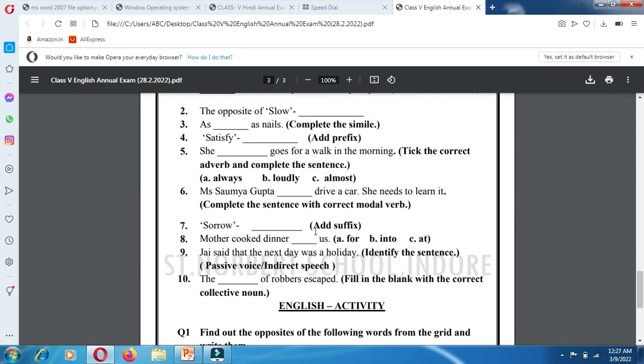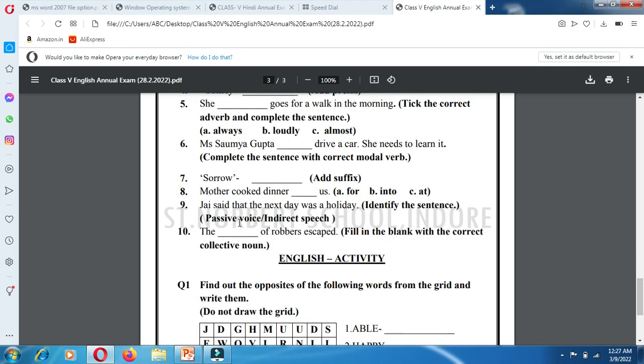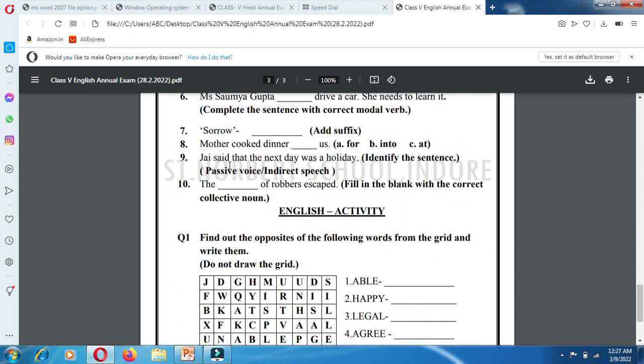The blank of Robert's escape. Fill in the blanks with the correct collective noun. English activity. Number 1. Find out the opposite of following words from the grid and write them. Do not draw at the grid. Apple. 2. Happy. 3. Legal. 4. Agree. 5. Pledge. Find opposite word.